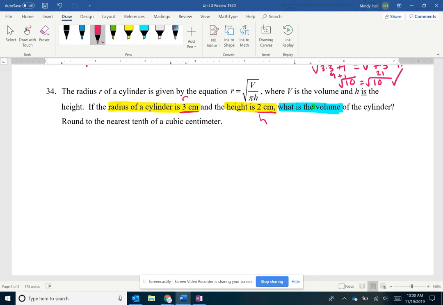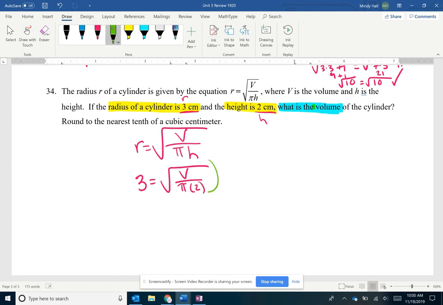So instead of having r equals the square root of v over pi h, I'm going to plug in 3 for r and 2 for h. Now, if you notice, this is a radical equation. And so to solve this, we are going to start by squaring both sides because that radical is already by itself. So that would give me 9 equals v over 2 pi. And so if I'm trying to solve for the volume, that would be v. So I'm going to multiply by 2 pi to cancel out the divided by 2 pi.